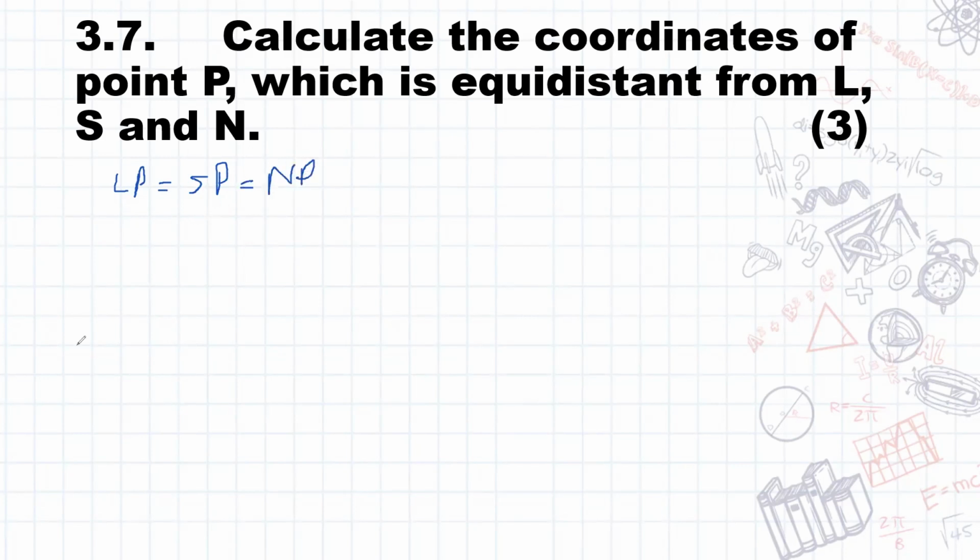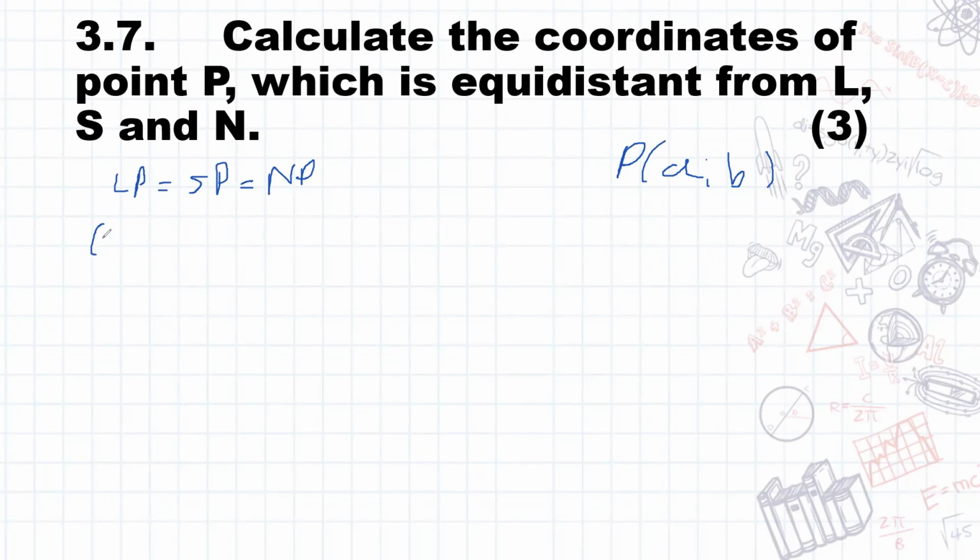We're going to use the distance formula, so I'm going to use LP is equal to SP. Since we don't actually know P, we're going to call it (a, b) and solve for those coordinates. The distance formula is a square root equal to another square root, so we can just drop the square roots because they are the same, and we just look at the inner part of the distance formula.